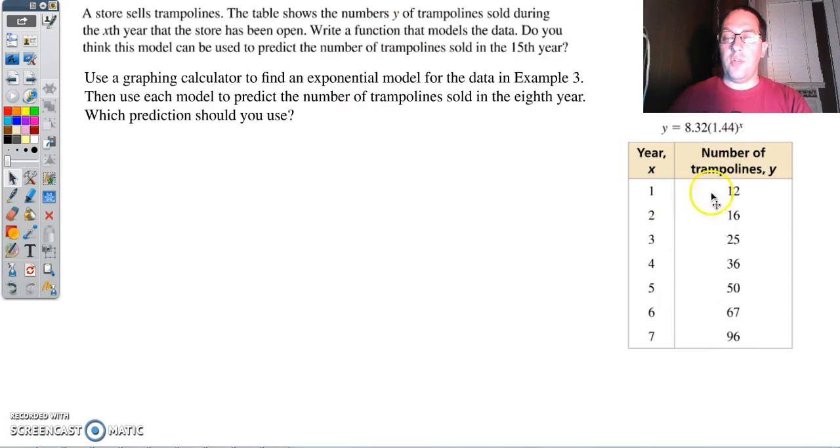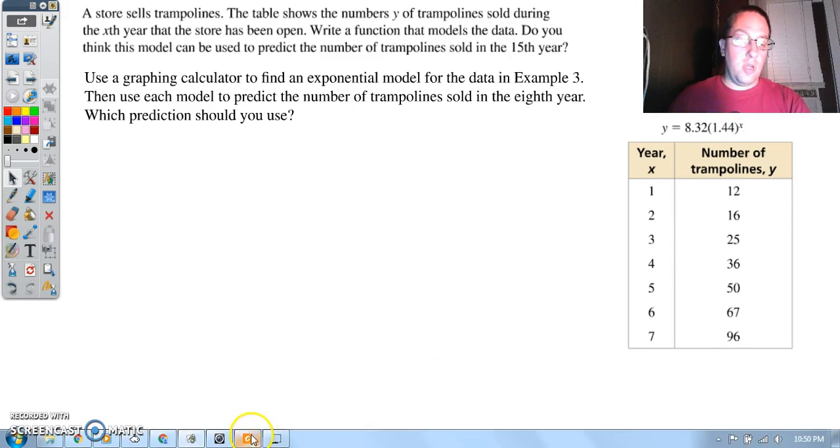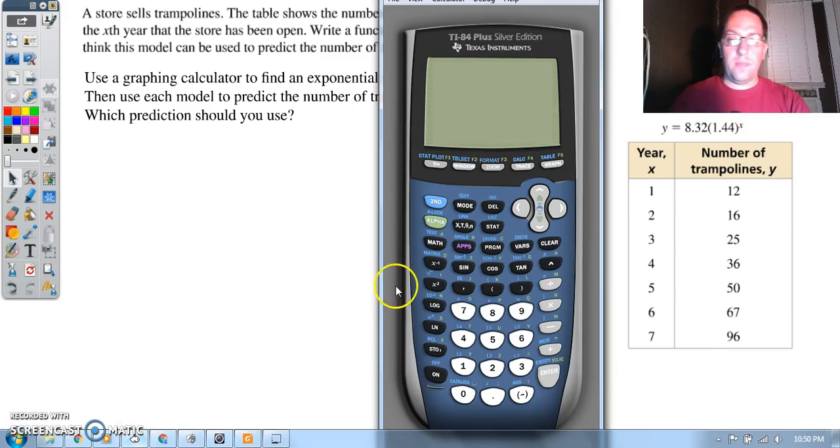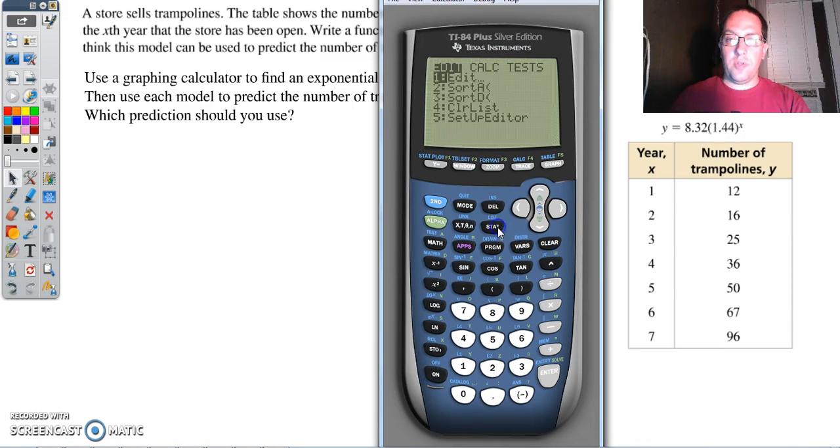We're going to take that same trampoline. This is the equation we have calculated. We're going to let the calculator do it. So, step 1, open up your calculator. You're going to put these into the stat lists. X is in L1, Y is in L2.